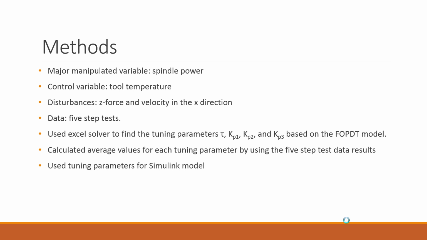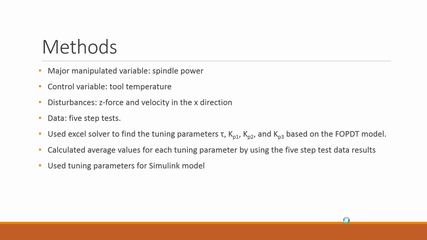So what we wanted to do is make one of them the manipulated variable per Scott's request. So we decided to make the spindle power the manipulated variable and treat the other two variables, z-force and x direction velocity, as disturbances that were modeled in a feedforward controller.